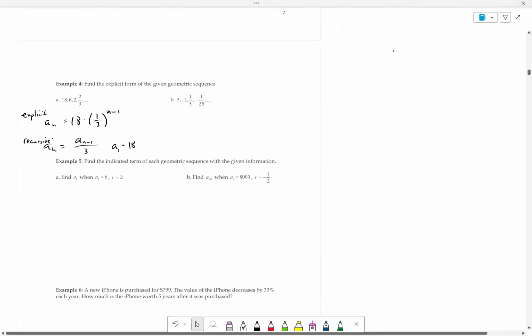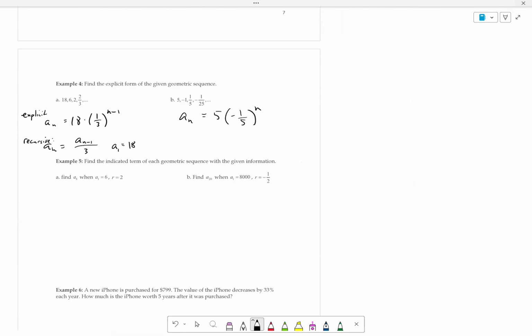Okay. For B, Keisha, what did you get? Where did that negative 1/5 come from? Multiplying by it. Okay. It's easy to see. Are we good with that? And if it isn't easy to see, all you have to do is take any term and divide it by the previous one. Isn't that really nice here? Negative 1/5. It's right there.